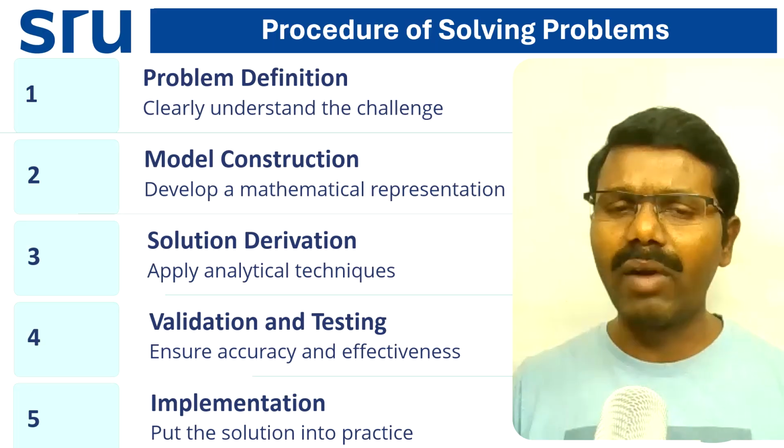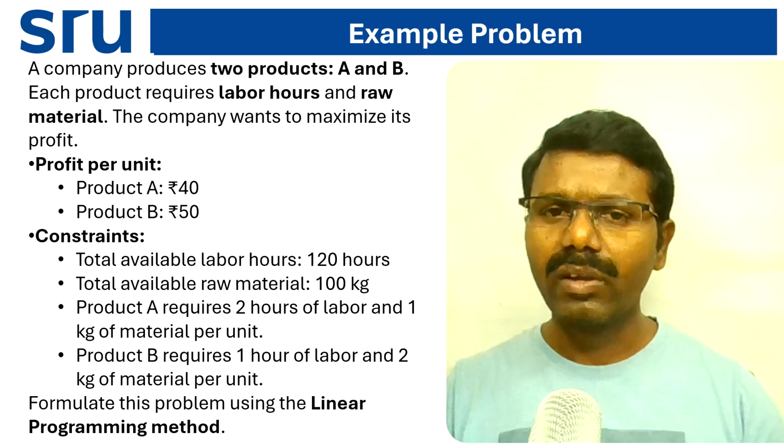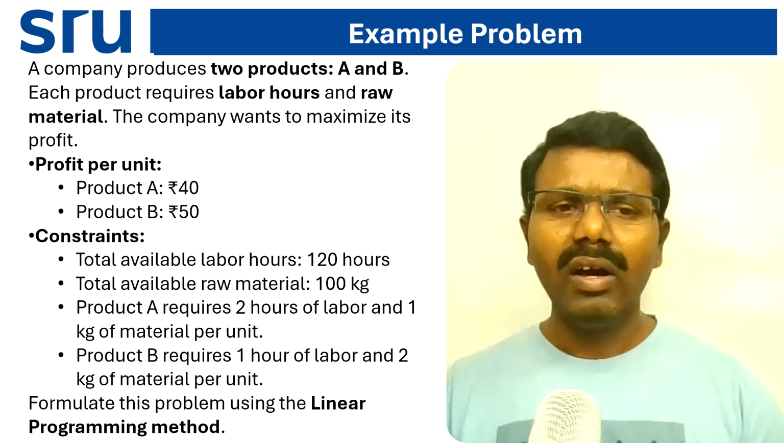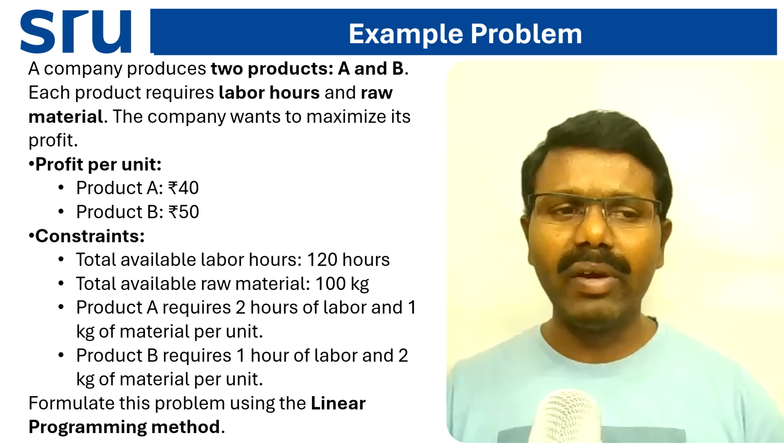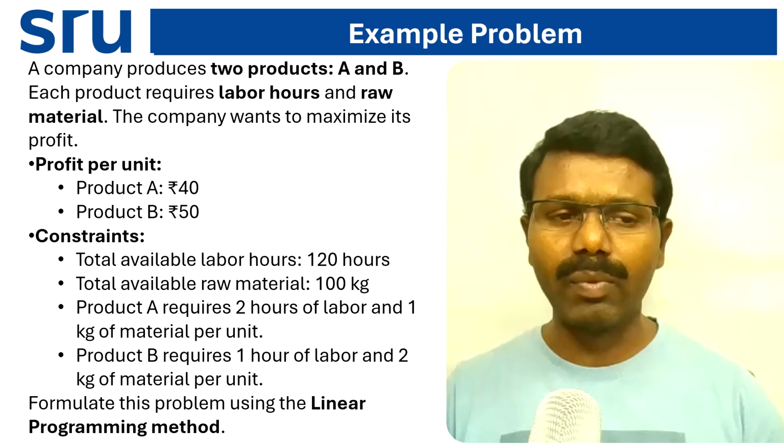So let us see one example, so that we can understand how easy it is to solve a problem in operations research. So this is the problem. A company produces two products A and B. Each product requires labor hours and raw material. The company wants to maximize its profit. Profit per unit of product A is 40 rupees, product B is 50 rupees.